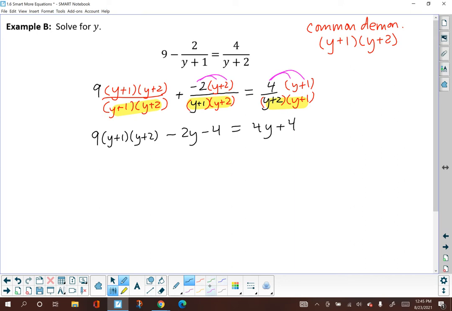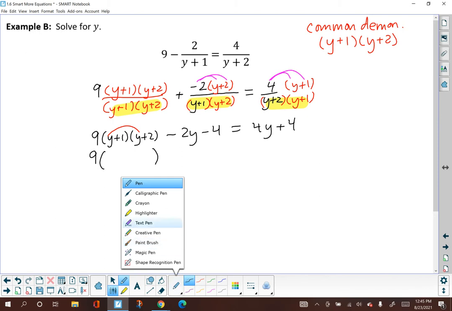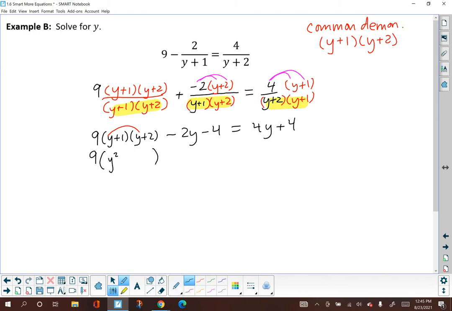Okay, we've got a little bit of multiplying out to do in this first spot. So we've got a y squared. We've got a 2y and a 1y for a total of 3y. And we've got a plus 2 at the end. And then we also need to distribute that 9 into those 3 terms. So this is a 9y squared plus 27y plus 18.